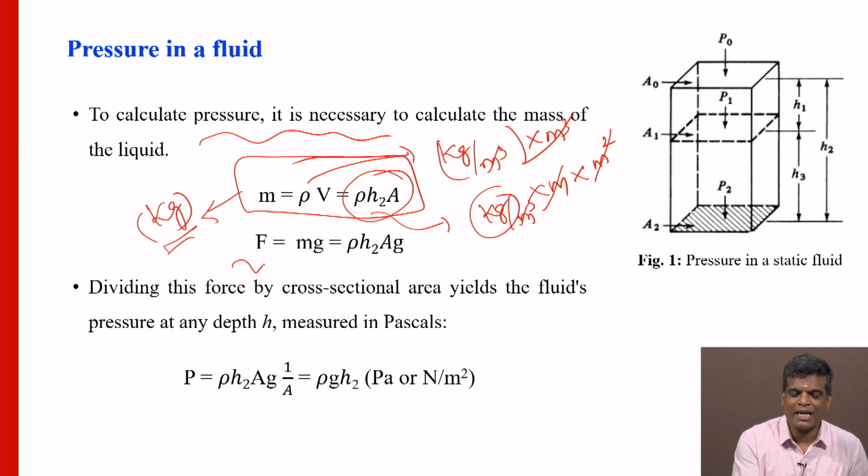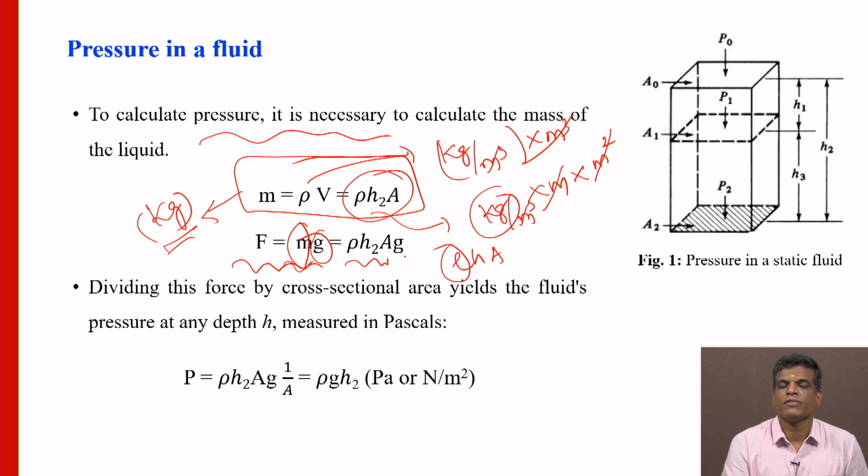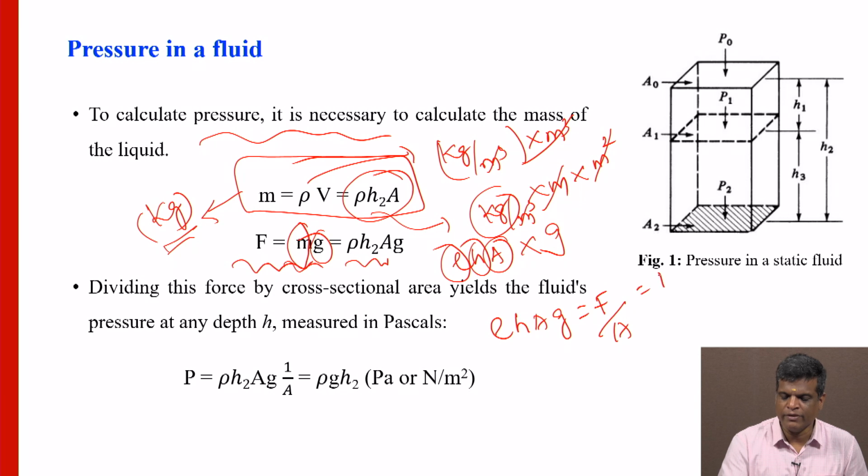We already discussed Newton's second law, F equal to m into g, where m is the mass and g is the gravitational acceleration. How do we write mass here? Mass is rho h A, where rho is the density, h is the height, and A is the area. So F equals rho h A g. But what is the pressure? F by A equal to P. Divided by A, both cancel, and we get rho h g. So we always write P equal to rho g h.